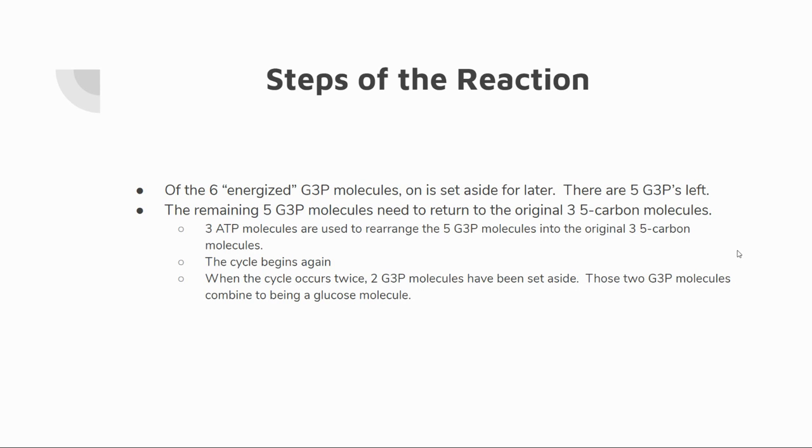The remaining 5 G3P molecules need to return to the original 3 5-carbon molecules that we started the process with. 3 ATP molecules are used to rearrange these G3P molecules into the original 3 5-carbon molecules. Once this happens, the cycle will begin again. Once this cycle occurs twice, we now have 2 G3P molecules that have been set aside. Each time this process happens, 1 G3P is set aside. Those 2 G3P molecules will combine to become a glucose molecule.